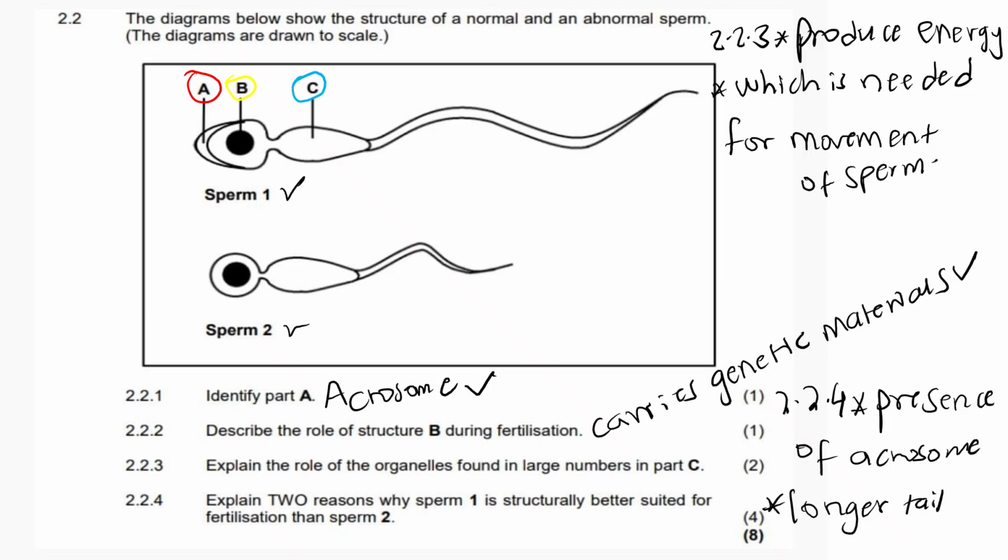Yeah, we can say it is the presence of the acrosome, and the function of the acrosome is that it enables the sperm to penetrate the ovum, right? Therefore, a longer tail ensures movement. For you to get the full 4 marks, you have to say that sperm 1 has a longer tail that helps to facilitate movement, and the presence of the acrosome, whose function is to enable the sperm to penetrate the ovum. Very good.